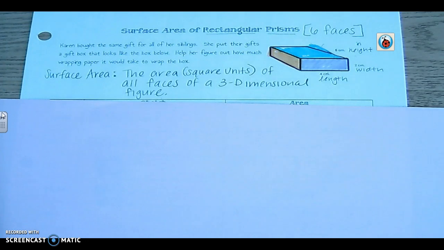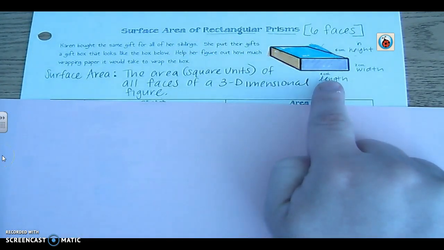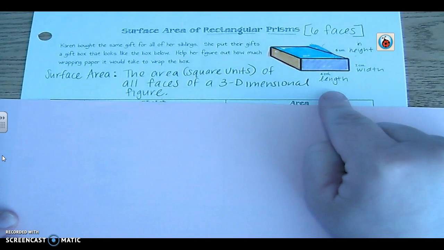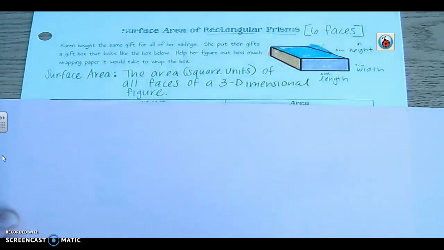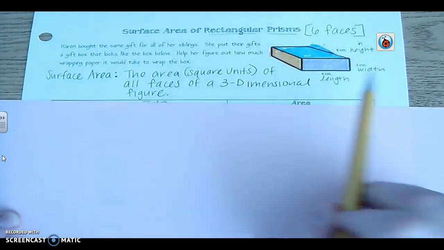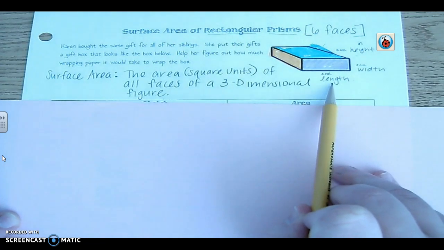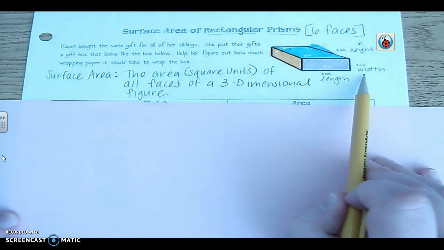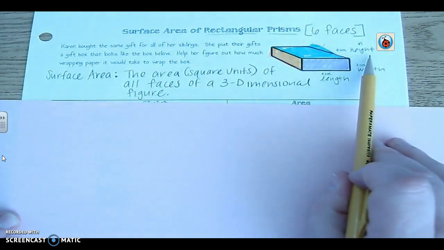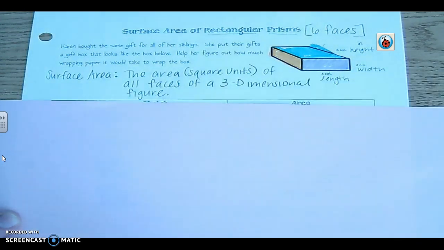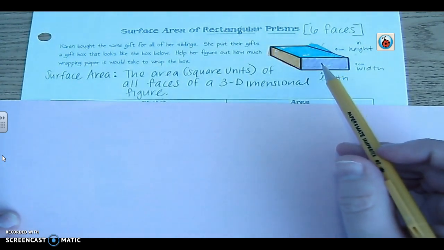So in this picture, we have a rectangular prism, and I've labeled the 3 dimensions that make it a three-dimensional figure. 4 centimeters is the length, 2 centimeters is the width, and 6 centimeters is the height. Now that all of those are labeled, we are going to calculate the surface area of this figure.